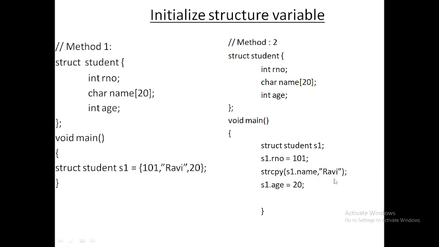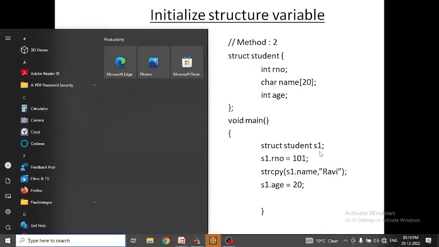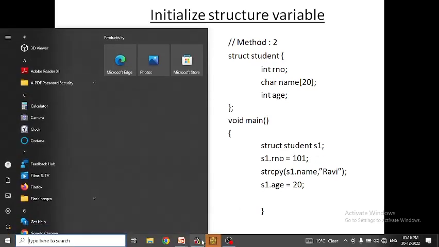strcpy will copy Ravi into name, and then age. Age is a number, so S1 dot age. So I am storing 3 values in these 3 members by using the structure variable. Let me show you one example in Turbo C. I will take you to Turbo C.